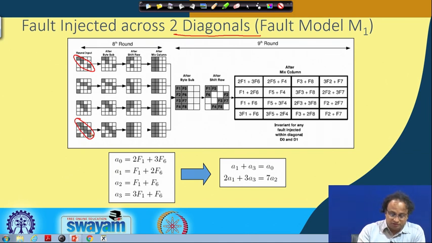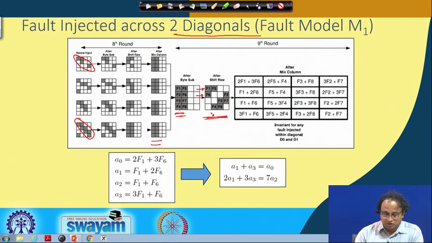Okay. So if there are 2 diagonals which are corrupted at the input of the 8th round, that implies that there are 2 columns which are affected at this point. Again, because of the shift rows, you will have a situation like this, where you can see that the 2 diagonals, or the 2 columns here, are spread across the state matrix. In the first row there is no shift. In the second row there is a circular left shift. So this F6 comes here as F2, and likewise F3 and F7 all get propagated in this fashion.